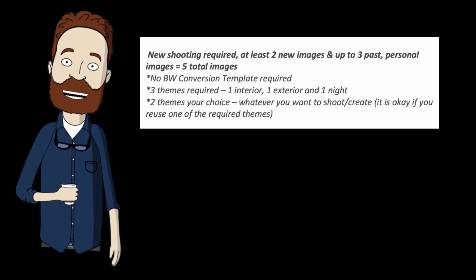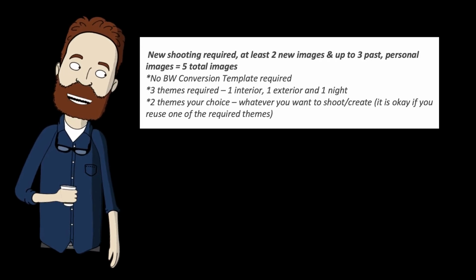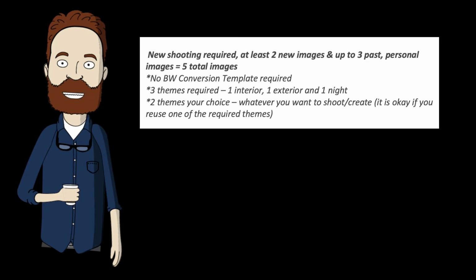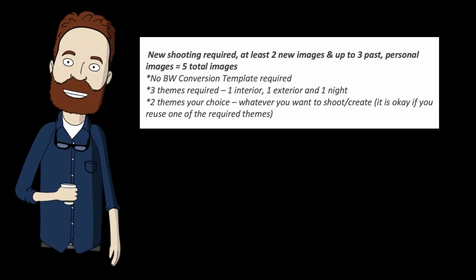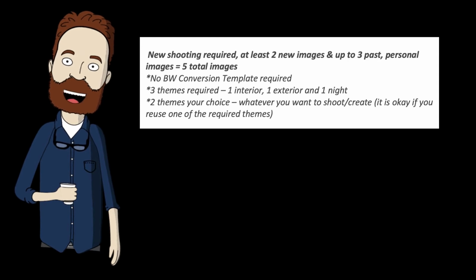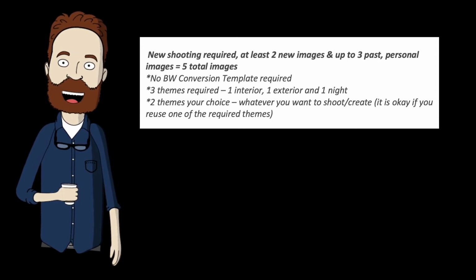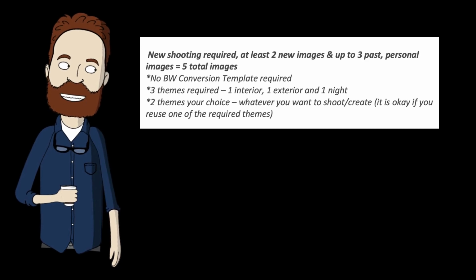Within the overarching theme of architecture, there are 3 sub-themes required. Basically, just think of these as a shot list. We want 1 interior shot, 1 exterior shot, and 1 night shot. The other 2 themes can be whatever you want to shoot or create, and it's okay if you reuse one of the required themes.